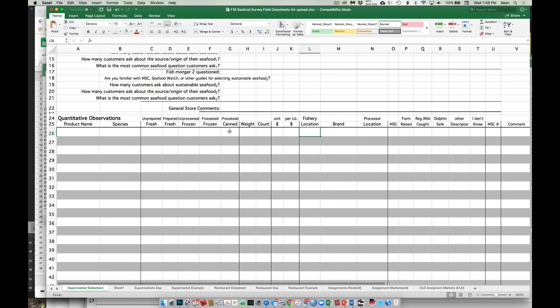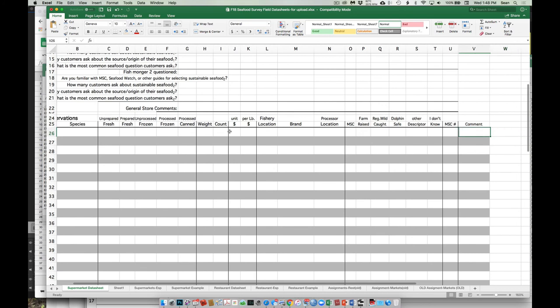And then just like before, fishery location, where does it come from? If there's a specific brand, Starkist, something, put that down. Sometimes some of these places have a processing location. So put that down. And then just like before, tick mark, is it MSC, is it farm raised, and so on. If it's MSC, you can put the number down, and that's it. Okay? You will articulate every item that has seafood in it. So for big markets, that's a lot of stuff, right? But that's what we've got to do.